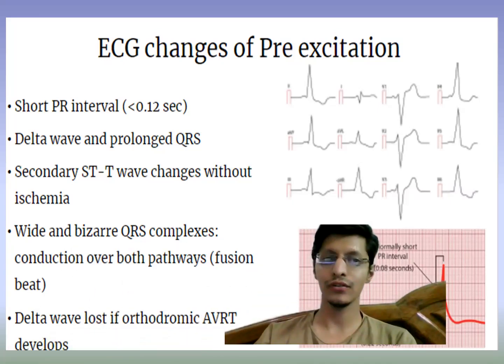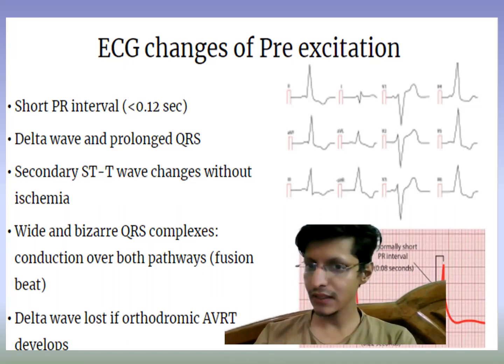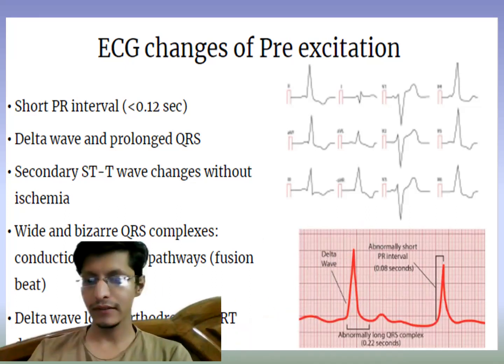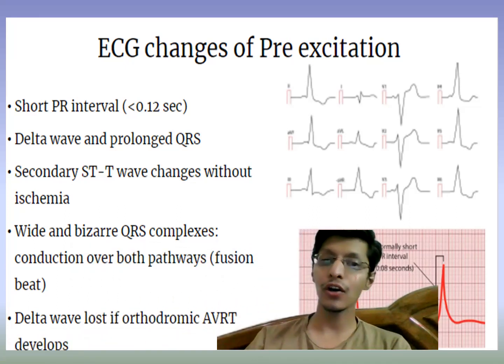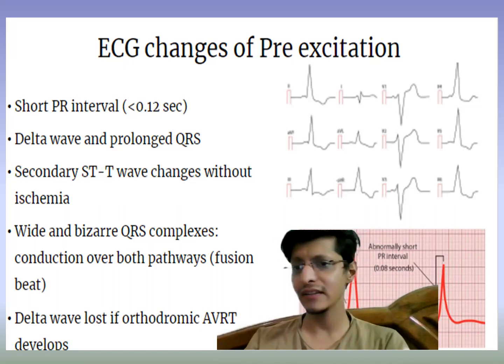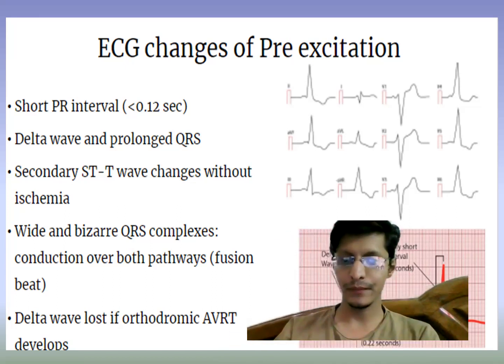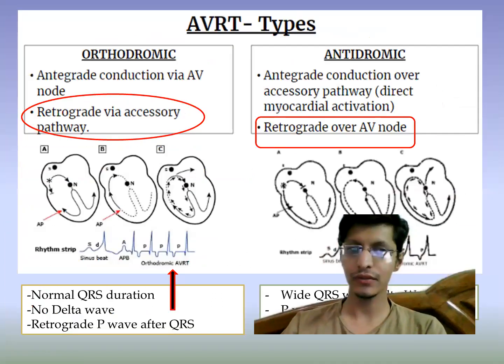it is WPW syndrome. There is definitely a short PR interval. You can see P is starting from here and ending here. So a short PR interval with a delta wave and a prolonged QRS, and you might have ST-T changes without ischemia. So this is WPW syndrome, very important.